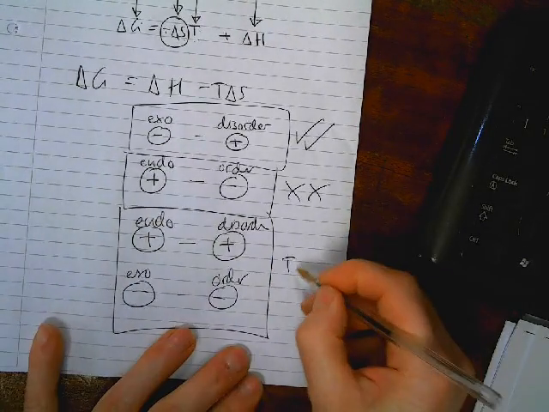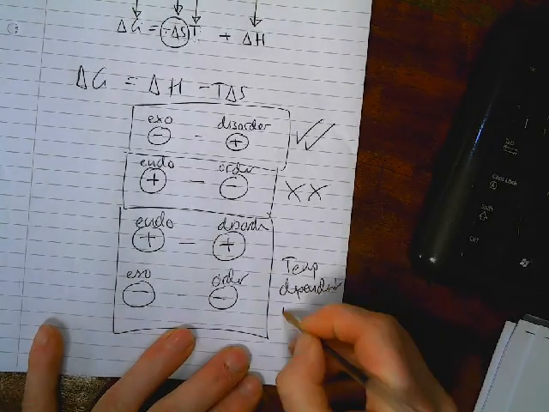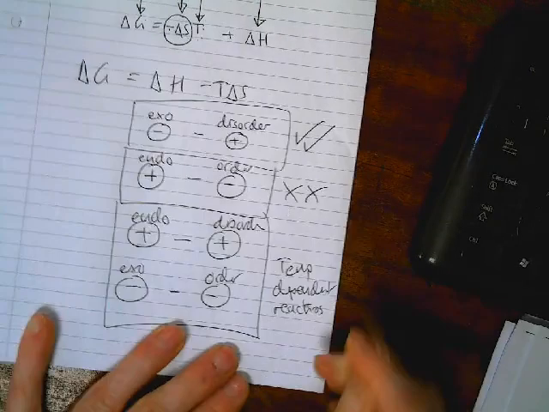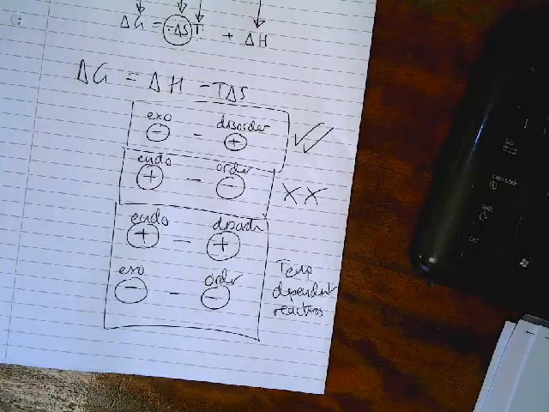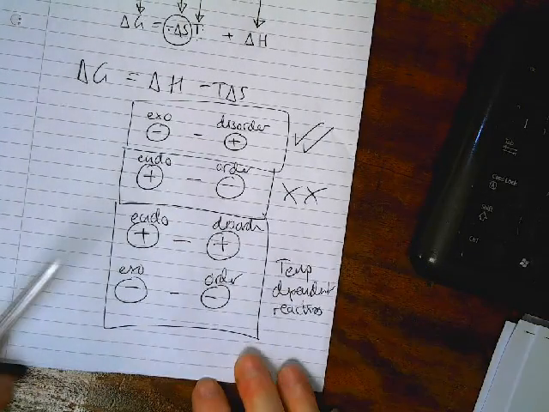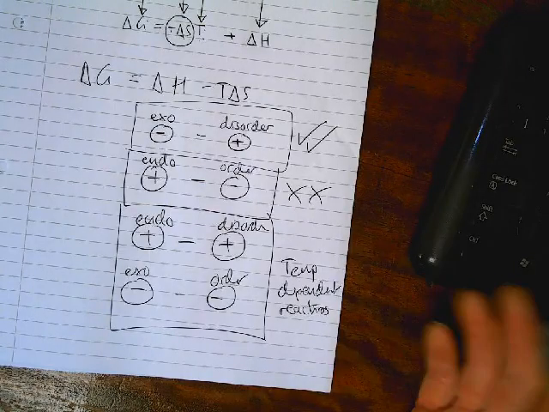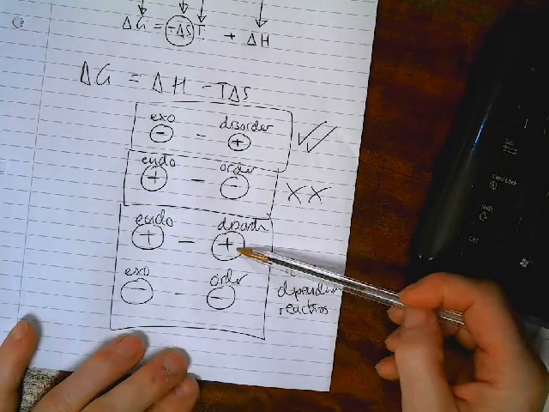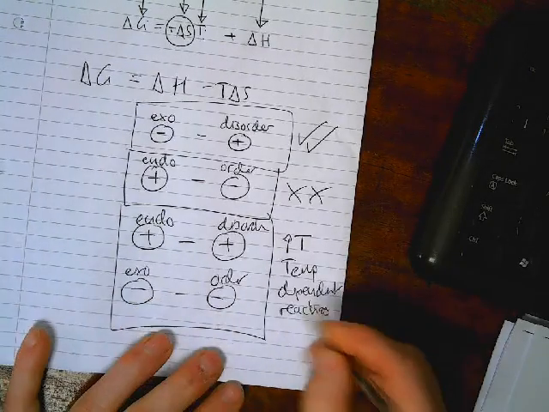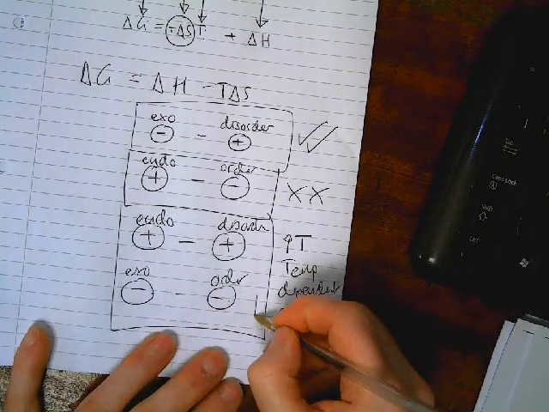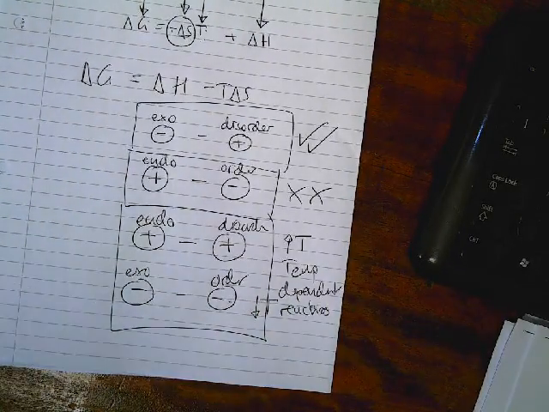And these are my temperature dependent reactions. They become feasible at a special temperature. If you're watching this as a standalone video, it's not going to make much sense unless you've done a bit of delta G before. We know that a plus-plus situation will happen above a certain temperature, and we know that a minus-minus situation will happen below a certain temperature. That's knowledge I would expect you to have now.